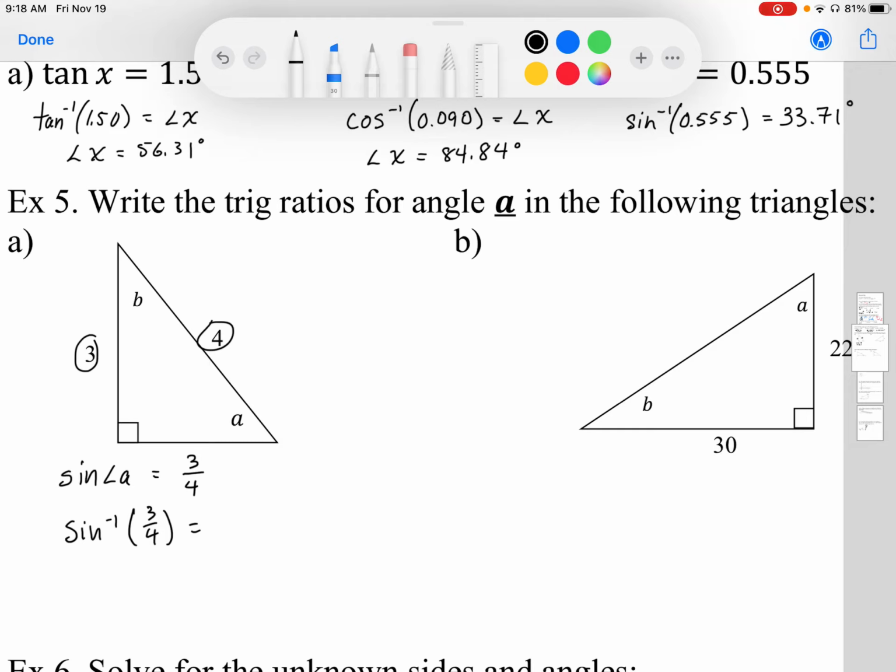Okay, so if I get my angle A, so inverse sine of 3 divided by 4, it gives me 48.59 degrees. So what that tells me is that angle A is 48.59 degrees. I can find angle B from subtracting from 90 degrees because they are complementary angles. And so 41.41 degrees is going to be angle B.